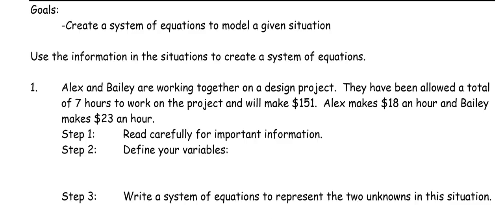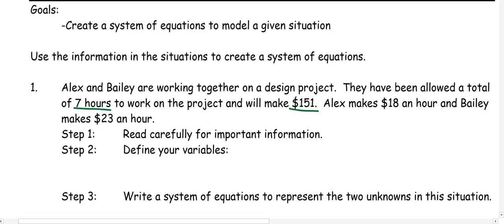In number one, it says Alex and Bailey are working together on a design project. They have been allowed a total of 7 hours to work on the project and will make $151. Alex makes $18 an hour and Bailey makes $23 an hour. So first we want to read and see what's going on. So we know that they are making a project and they have a total of 7 hours to work for a total of $151. So what are our variables?